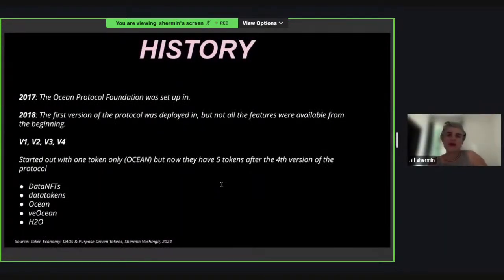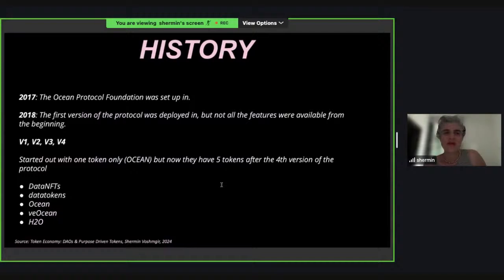Now, the history of Ocean Protocol is very important to understand, as I said before, because it is also one of the reasons why it is so hard to research. It is one of the older application protocols. The Ocean Protocol Foundation was set up in 2017. The first version of the protocol was deployed in 2018, but back then not all features that the protocol has today were available yet. Since 2018, the protocol has undergone massive changes.